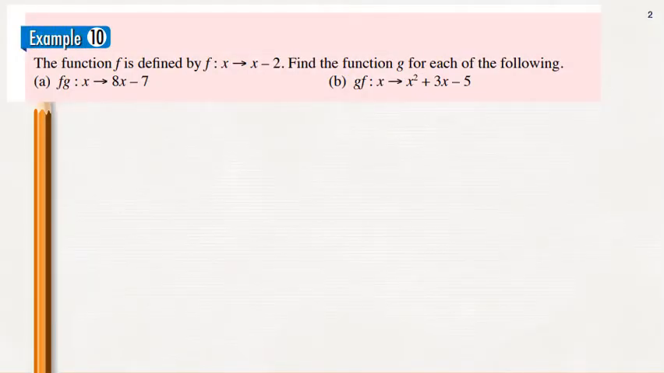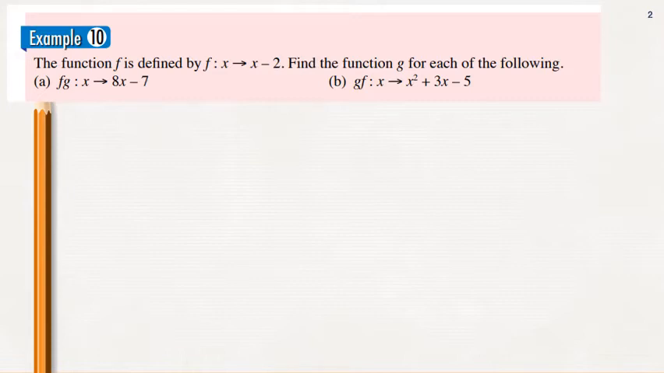Okay, example 10. The function f is defined by f(x) equal to x minus 2. Find the function g for each of the following composite functions. For this type of question, this is a very famous question that may come out for composite function. Normally, this question will give you one single function, which is f(x) equal to x minus 2, and also one composite function, fg(x) is equal to 8x minus 7, and it will ask for another single function. If they gave f, they will ask you for g.